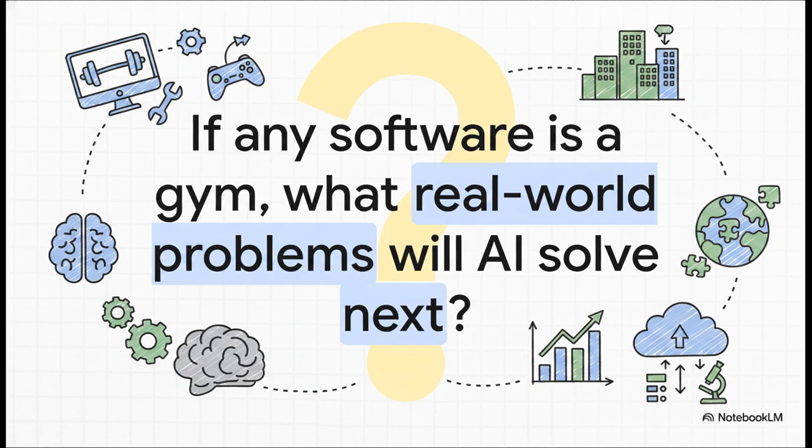So this all leads us to a final and pretty exciting question. The real breakthrough here is that we can now turn pretty much any piece of software into a training ground for an AI. So with this newfound power, what are the truly complex, real-world problems that we're going to task our agents with solving next?